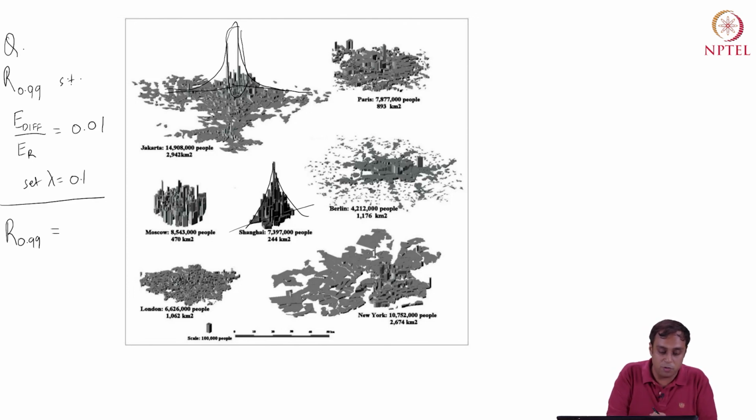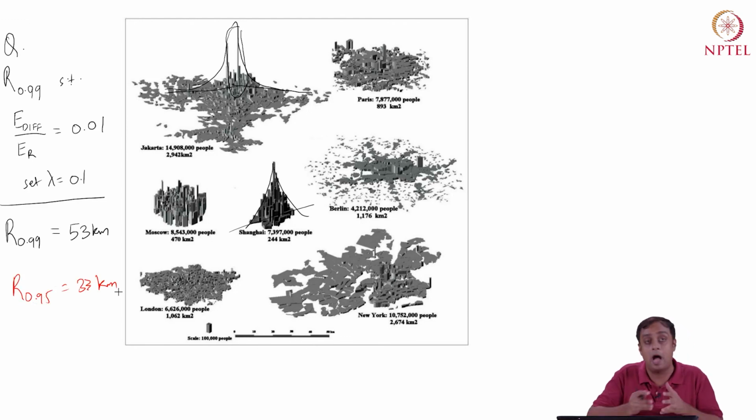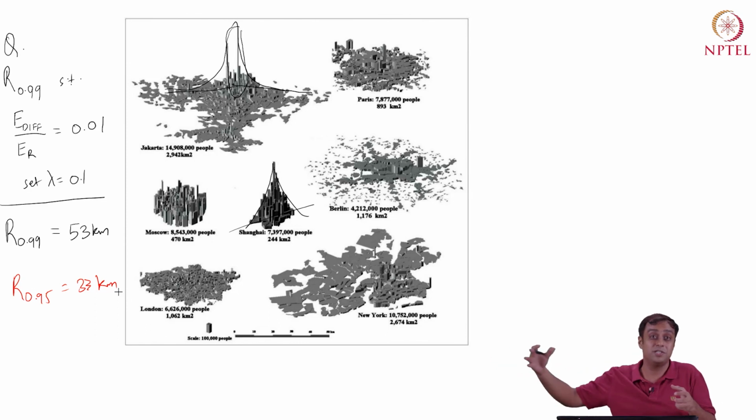well, it's going to be 53 kilometers. So interestingly, while R 0.95 was 33 kilometers, you would have to go out 20 kilometers more, which is a lot of space if you think about it on land, if you were to go from 95% to 99% variation of a city.